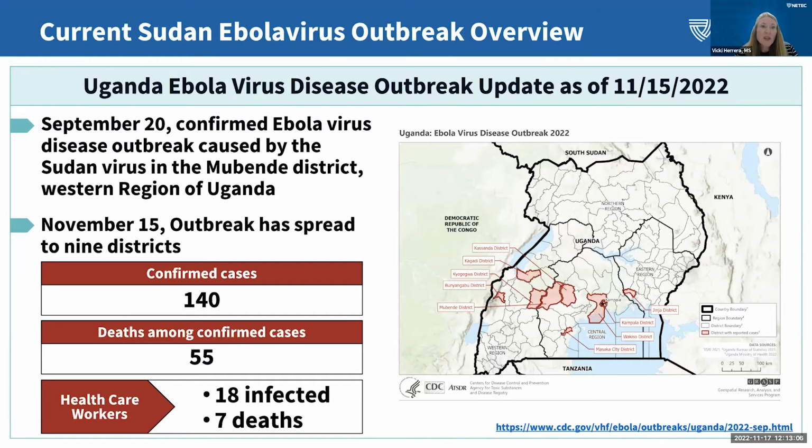September 20th was the first confirmed Ebola virus disease outbreak caused by Sudan virus in Uganda. So it has been almost 2 months since this outbreak was first identified. And as of November 15th, that outbreak has spread to 9 different districts. The latest case counts that we had access to were 140 confirmed cases with 55 confirmed deaths. There are also some probable cases within those numbers. So again, the numbers are continuing to change.